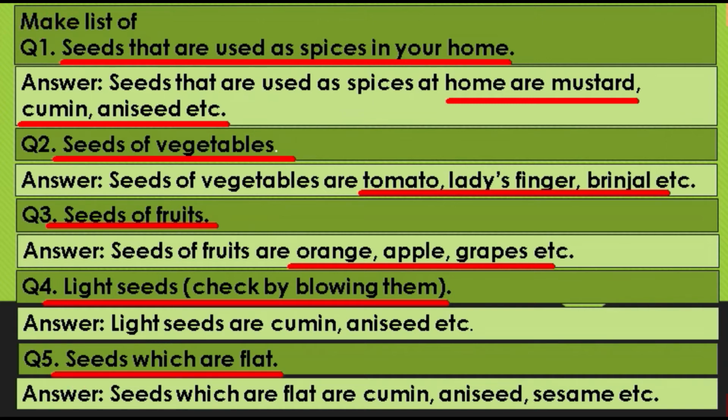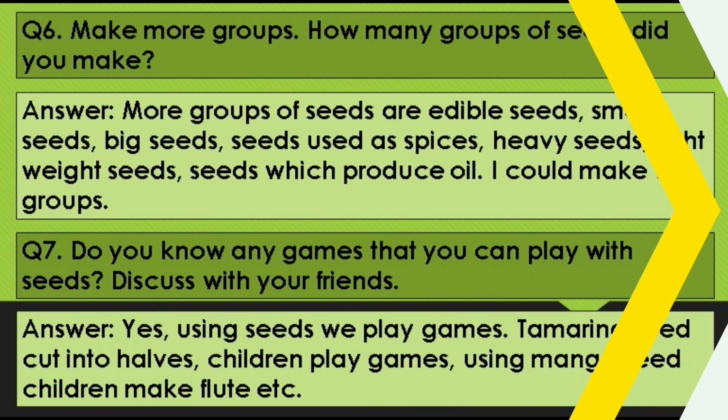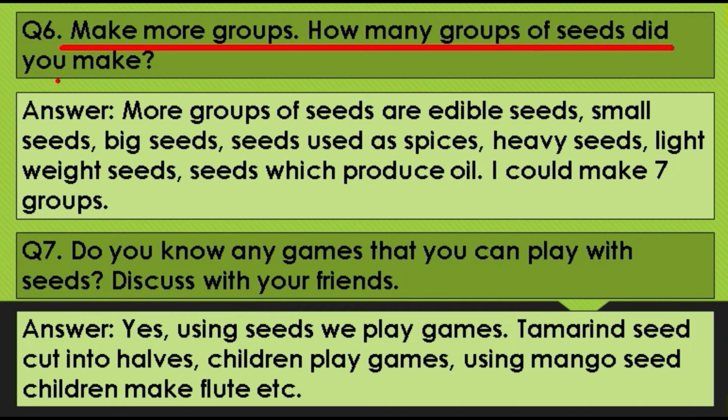Now students, again you have to collect some seeds, then you have to check which of them are flat in nature. Then after this you have to write down the names of the seeds that are flat in appearance. Now students, the next question is, make more groups. How many groups of seeds did you make?